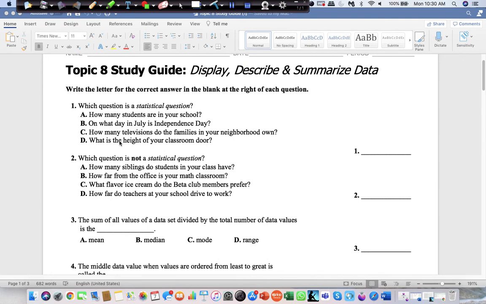Okay, so question 1 says, what is a statistical question? We need to remember what a statistical question is.